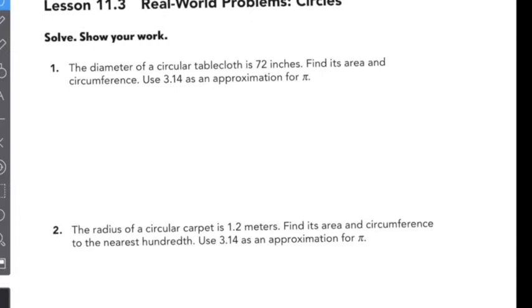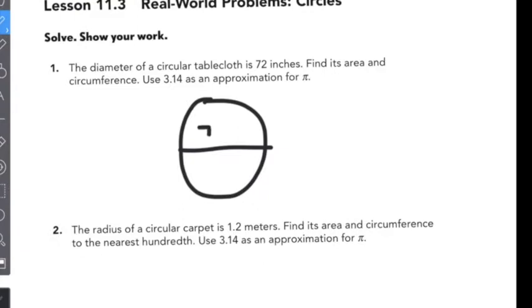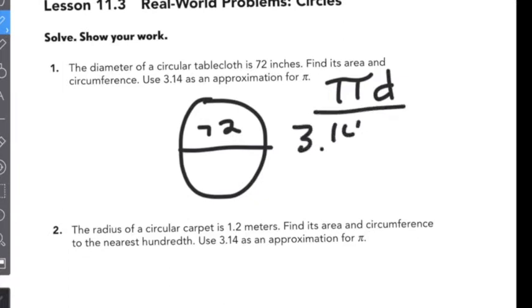So that's very easy. All we need to do, let me just get a bigger marker, is if I have a circle here, the diameter, which is across, is 72 inches. So what I need to do is figure out the circumference and the area. So let me do the circumference first, which is pi times d. So pi times d is going to be 3.14 times the diameter, which is 72. So that'll help you get the circumference.